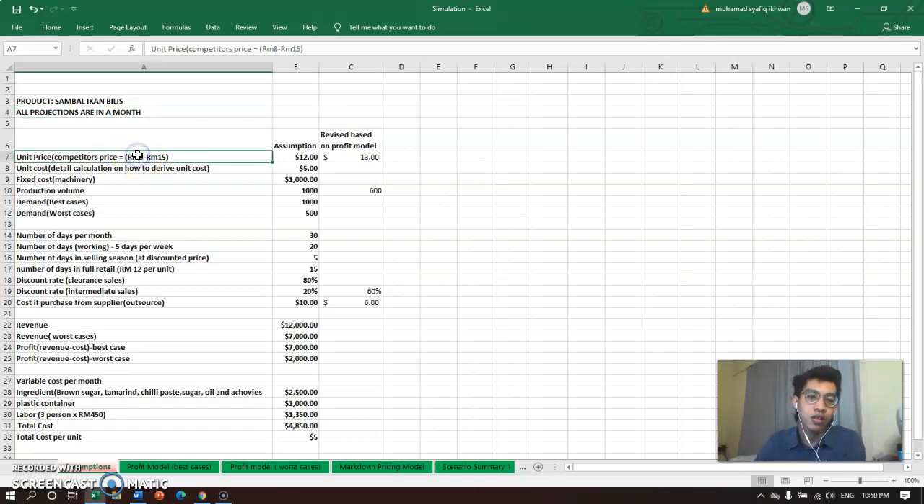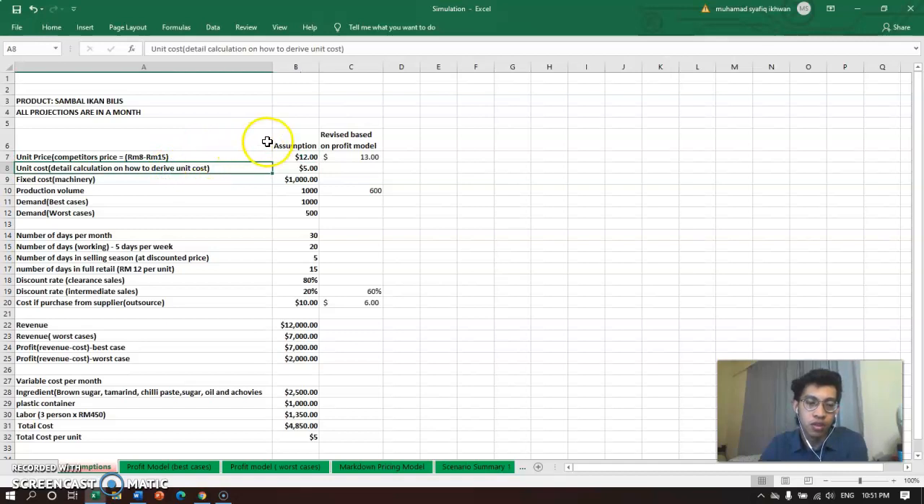For the unit price of my product, I am assuming that I will be selling at 12 ringgit per unit. Why 12 ringgit per unit? Because the competitive price for sambal ikan bilis is around 8 ringgit to 15 ringgit per unit. Hence, it may be suitable for me to sell it at 12 ringgit per unit, but it is just an assumption. Next we have unit cost.